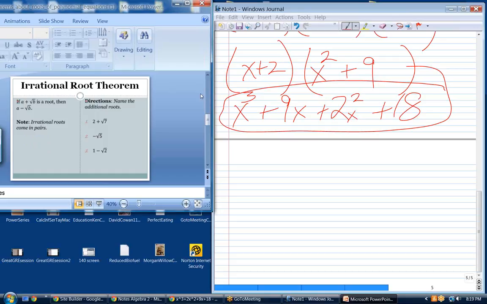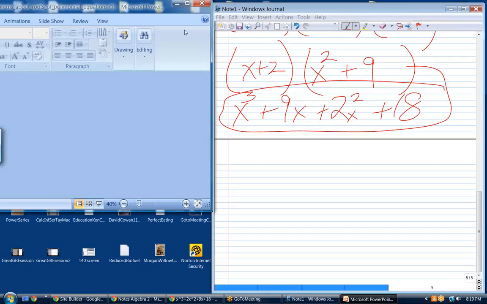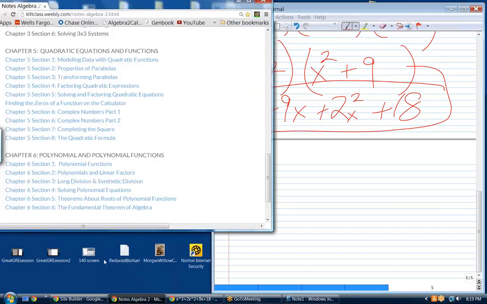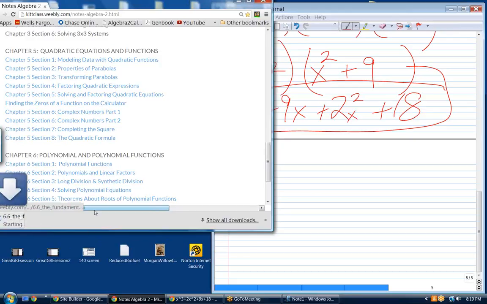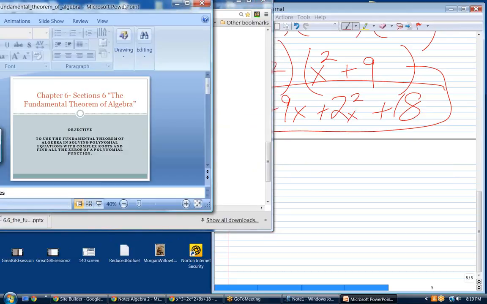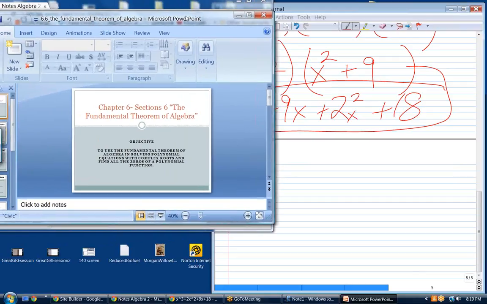The other thing we did was the fundamental theorem of algebra. That's the next lesson. Let me look at what they have over here. That's this one here. The teacher kind of blew through it last minute. Yeah, I imagine.